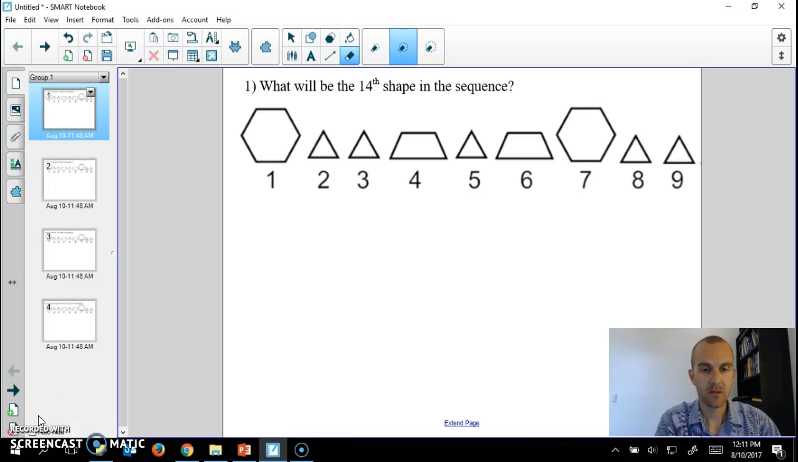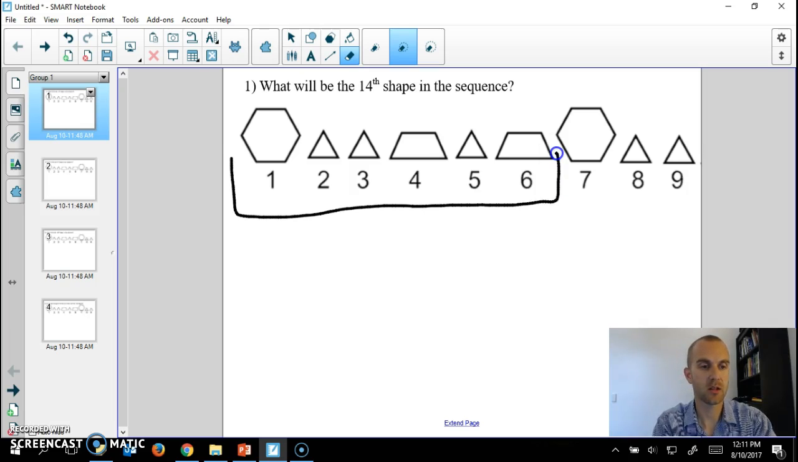So one of the first things I have to do with any type of sequence is determine the pattern. And in this case, since it's a shape pattern, I would say, well, how many shapes are there in this pattern? And here I have hexagon, triangle, triangle, trapezoid, triangle, trapezoid, and then it starts over with the hexagon. So I have 6 shapes.